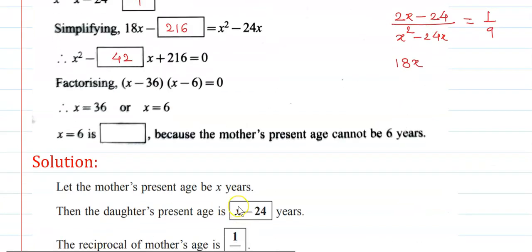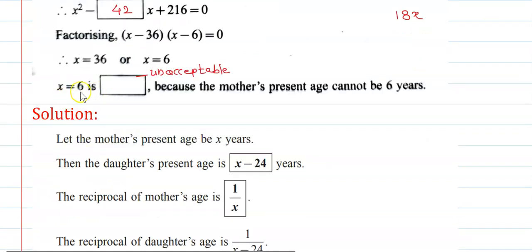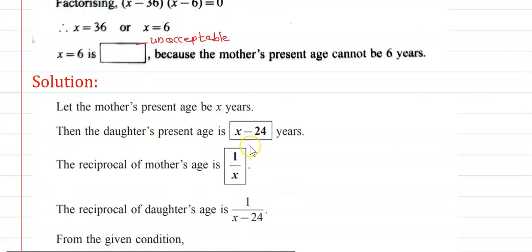That's a factorization. Therefore, x is equal to 36, x is equal to 6. x is equal to 6 is impossible. Therefore, here we'll write x is equal to 6 is unacceptable because the mother's present age cannot be 6 years. And hence the answer.